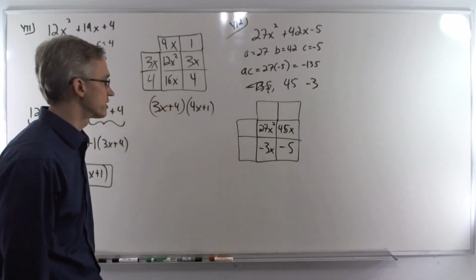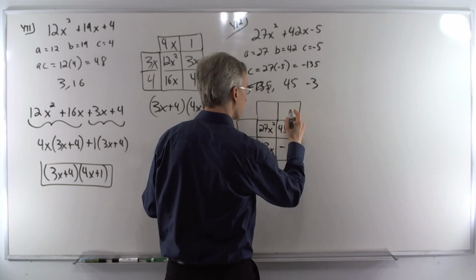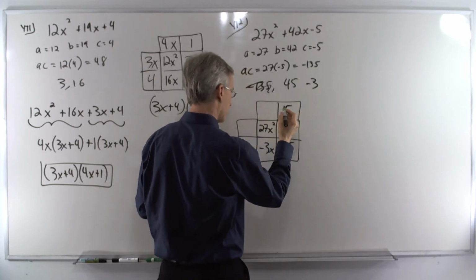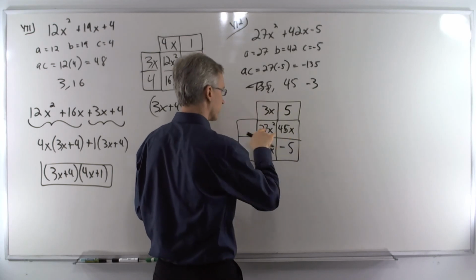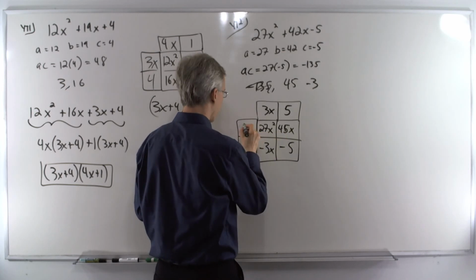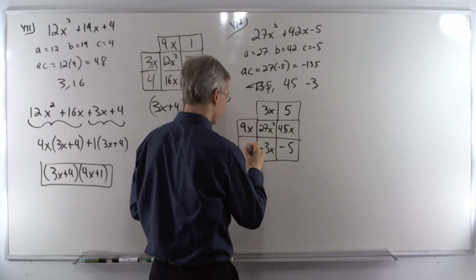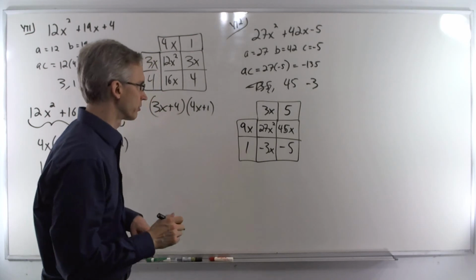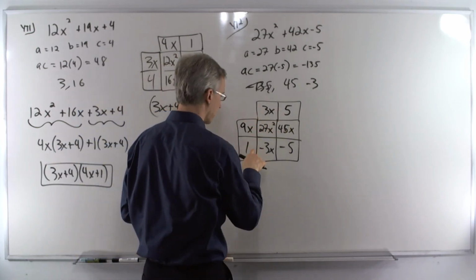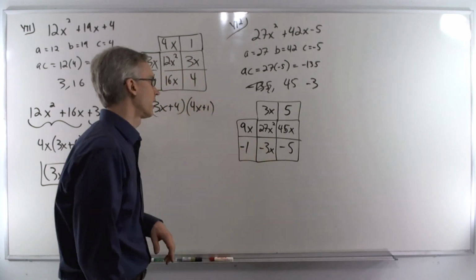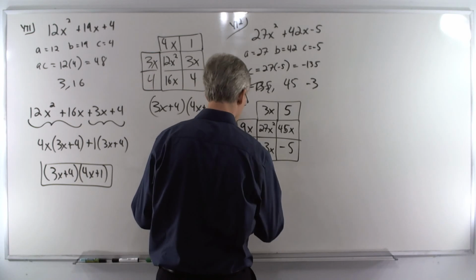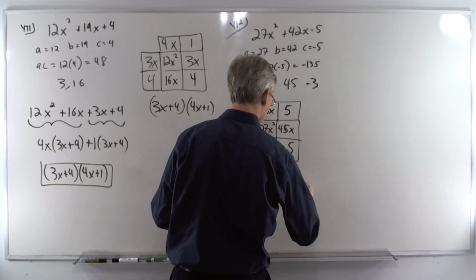All right, now we're going to find the GCF in all 4 directions. In this way, we got 5. And this way, we got 3x. This way, 9 divides into both 27 and 45, so we get 9x this way, and this way just 1. All right, now we need to deal with the negatives. We got all positives here, so these all stay positive. We got a negative here, so this one becomes negative. And there's our answers. 3x plus 5 times 9x minus 1.